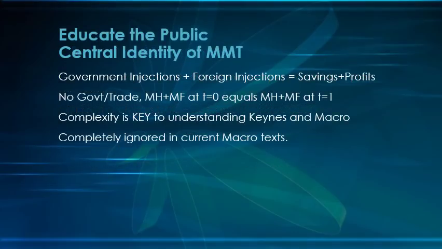So the central identity of modern monetary theory is that the savings and profits of the private sector are created by the government deficit. This is very important to understand, very easy to understand. Just think for a moment that there is no government, no trade. There are only households and firms.